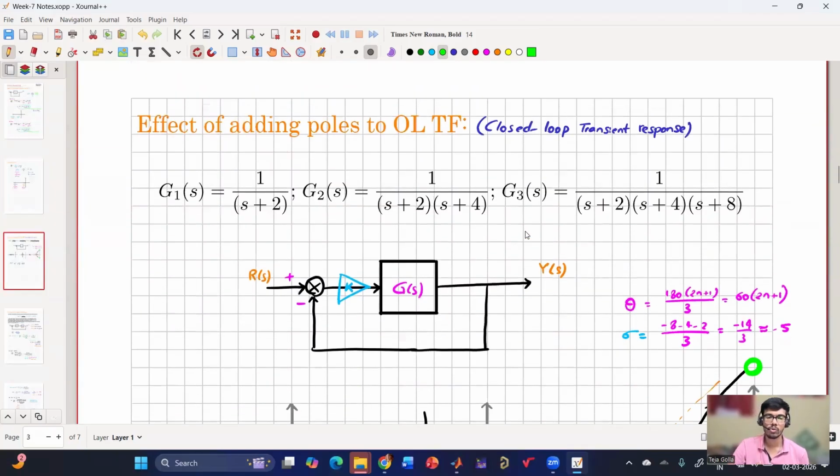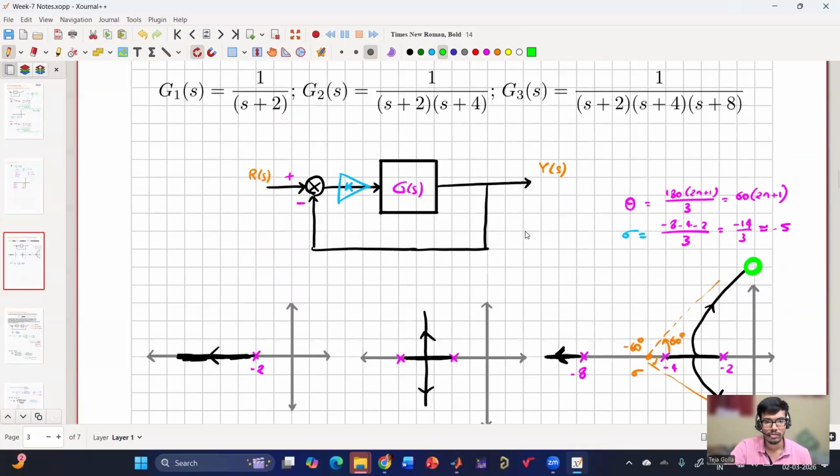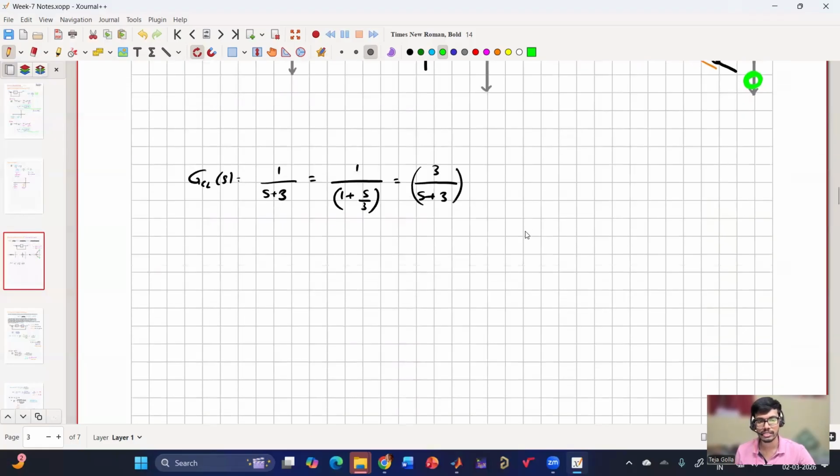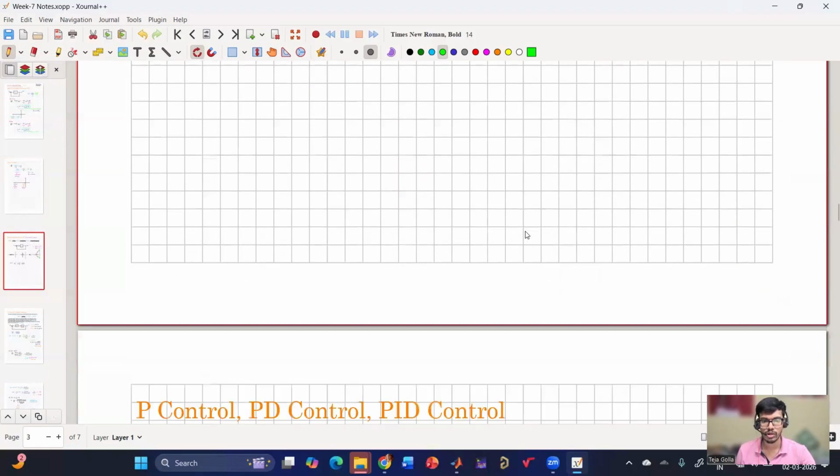Then we saw how adding poles to the open loop transfer function will affect the system. By drawing the root locus, we can understand how the closed loop poles move. And we saw that in one of the cases, it may become unstable. For all these cases, we took MATLAB simulation case studies and different examples to understand the theory.